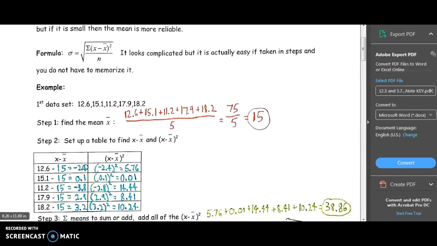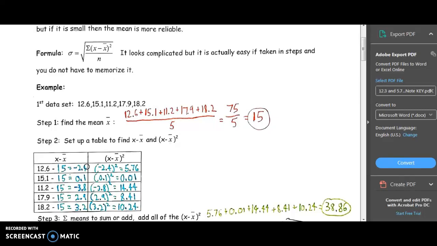We just want to see what the difference is between the actual data value and the average that we just found. But remember, in the actual formula, we have to square it. So in the right-hand side of this table, we take the number that we first found and square it. Notice that it doesn't matter if your first number was negative or positive. Anytime I'm squaring that difference, it's always going to come out as a positive value. So negative 2.4 squared, for example, is a positive 5.76. Positive 0.1 squared is still a positive 0.01.